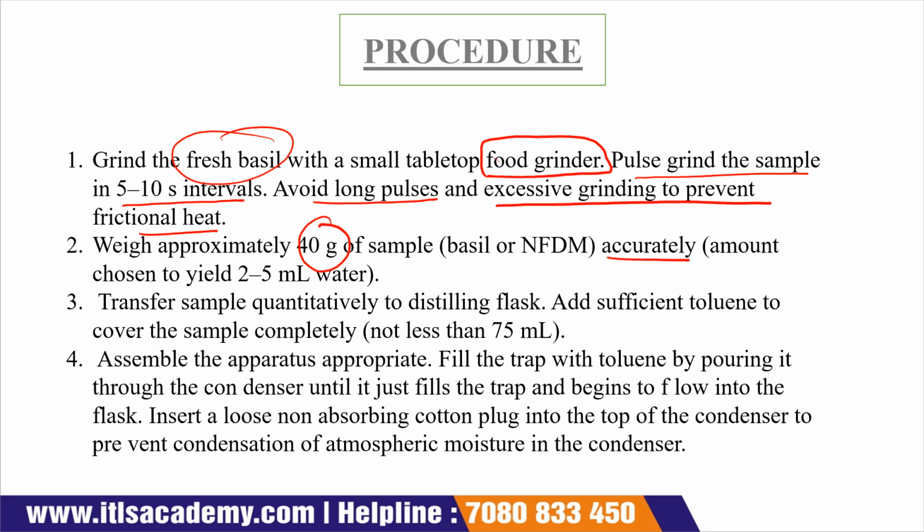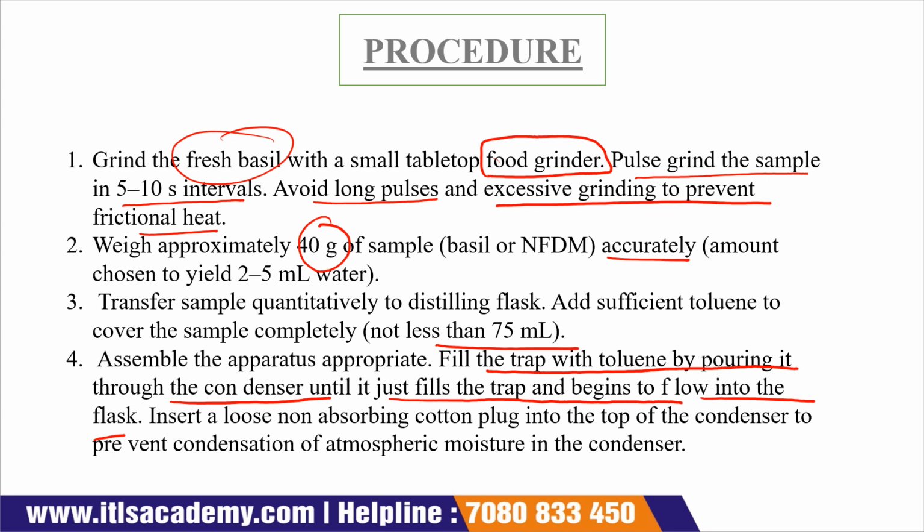Now after that we have to transfer this sample into a distillation flask, and we have to add toluene into it, and the amount of toluene should not be less than 75 ml. When we add the toluene, we have to cover the sample. After that we have to assemble all the apparatus properly and fill the trap with toluene by pouring it through the condenser until it just fills the trap and begins to flow into the flask. When the toluene flows into the flask, we have to stop adding toluene.